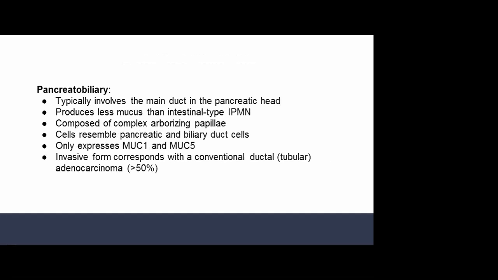The other variant is the pancreatobiliary variant. It typically involves the main duct in the pancreatic head and produces less mucus than intestinal type. And it consists of complex arborizing type of papillae, and the cells resemble those of the pancreatic and biliary duct cells and express mucin 1 and mucin 5. And the invasive carcinoma that is associated with pancreatobiliary type is a conventional ductal adenocarcinoma, otherwise called tubular adenocarcinoma. And these malignancies are more aggressive than the colloid carcinoma or mucinous carcinoma that is associated with intestinal type. And the risk of malignancy is also more with pancreatobiliary compared to the intestinal type. In intestinal type, the risk of malignancy is 30 to 50%, but in pancreatobiliary, it is more than 50%, often around 60 to 70%.